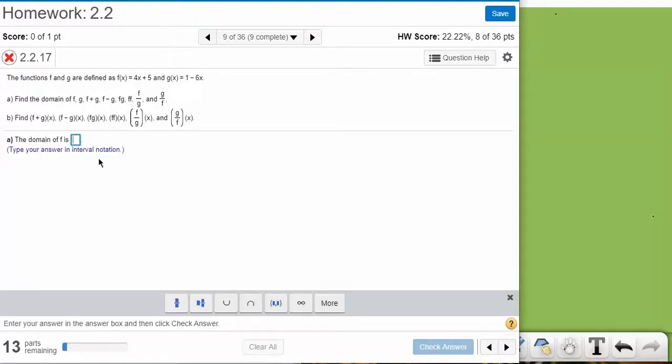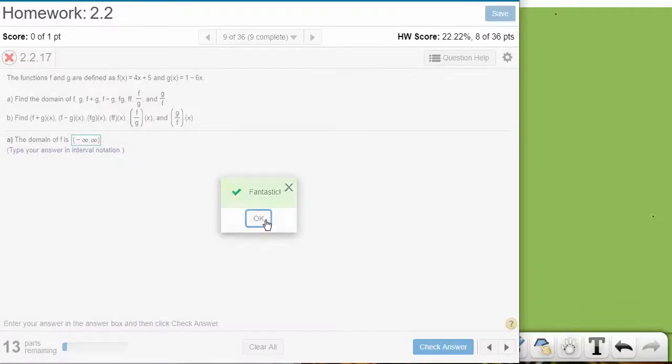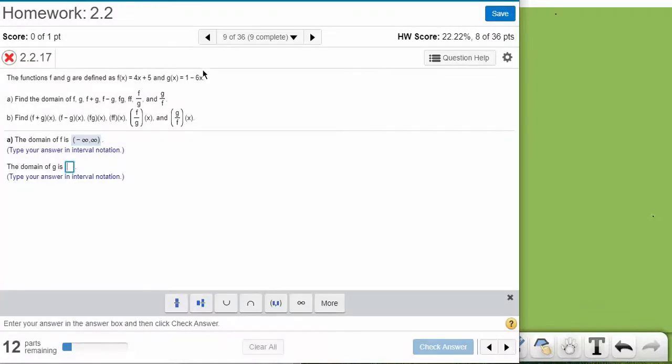Okay, so the domain of f, this is just a basic linear equation. So it's defined for every value of x. So the domain will be negative infinity to positive infinity. And the domain of g, again, this is just a linear function, so it's defined for all x values. So all real numbers, negative infinity to infinity.